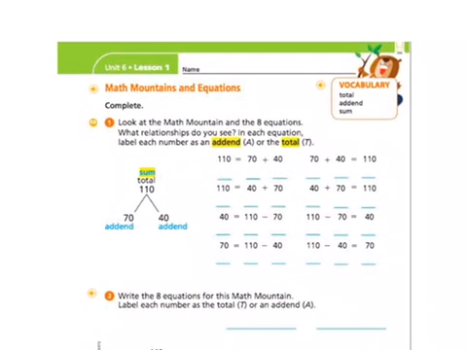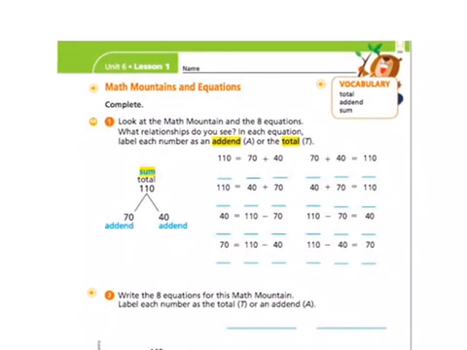We are on page 389 in your math workbook, and we're going to use Math Mountains and equations to solve these. So it says, look at the Math Mountain and the 8 equations. What relationships do you see? In each question, label each number as an add-in, or you can just say A, or for the total, we just want you to do T for total.